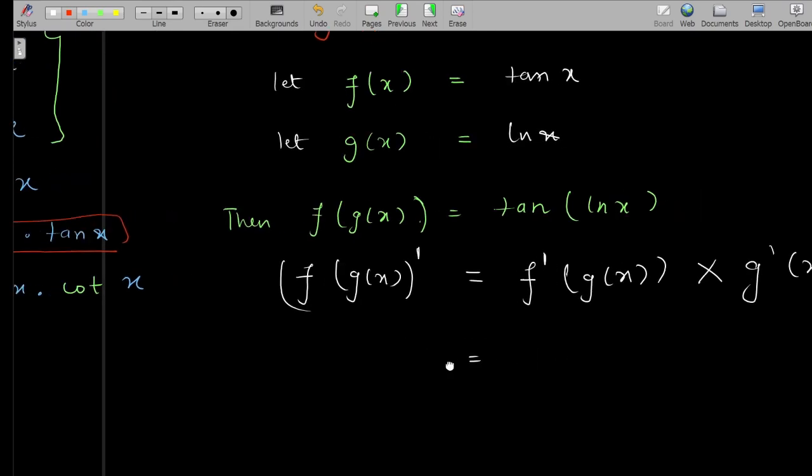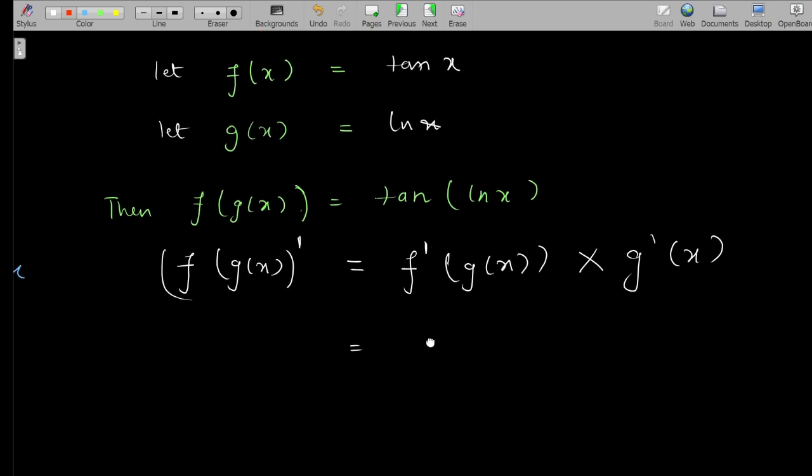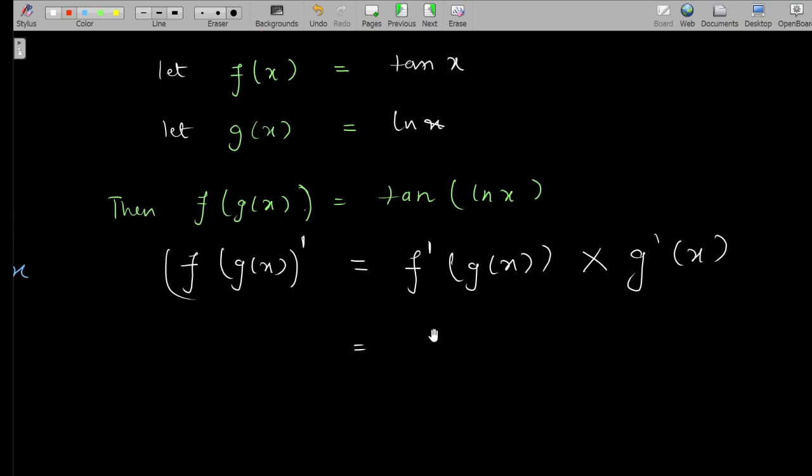Okay, now let's come to this question, Anika. First you have to find the derivative of the outer function. So what's the derivative of tangent? The derivative of tangent is secant squared. Secant square x. But here, you don't have to write secant square x, you have to write secant square g of x. So secant square ln x.